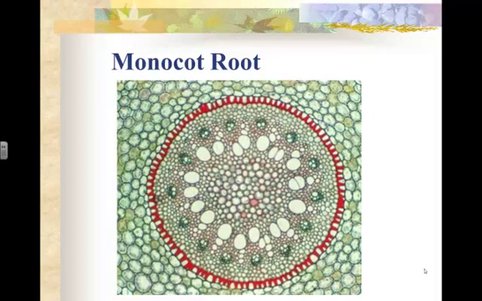Monocot, notice in the very dead center, you have not xylem and phloem. You have the pith cells. And then you see on a circle, you have the xylem, and then the next circle, you have the phloem in parts.